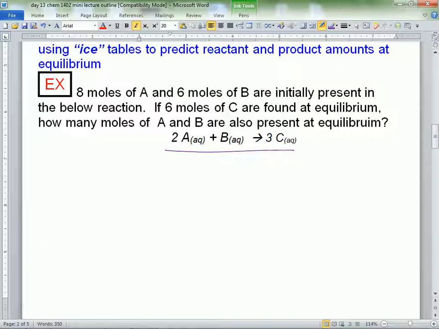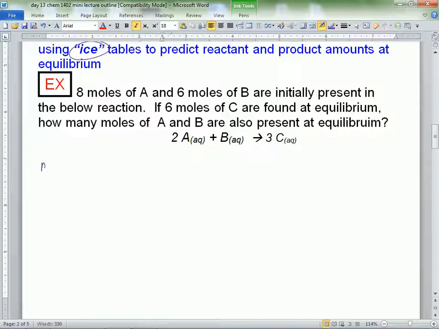If 6 moles of C are found at equilibrium, how many moles of A and B are also present at equilibrium? My goodness, right? It sounds like one of those two trains leaving at the same time, and then you've got to figure out what Joey's doing or something. Okay. There's only one way that I really know how to solve these, and I think the book does it the same way. An ICE table.